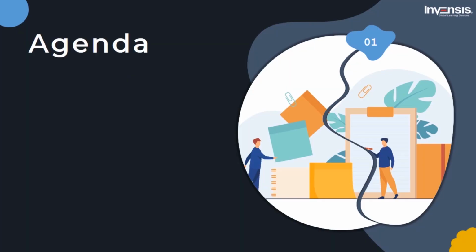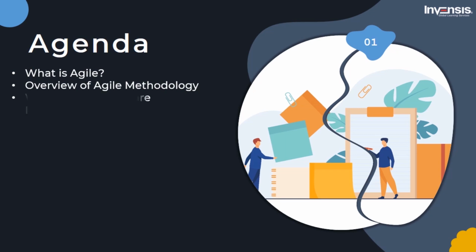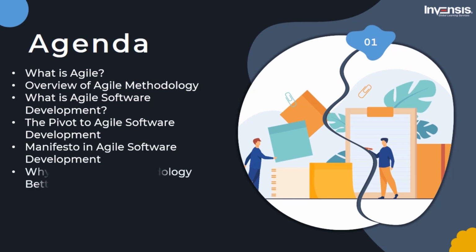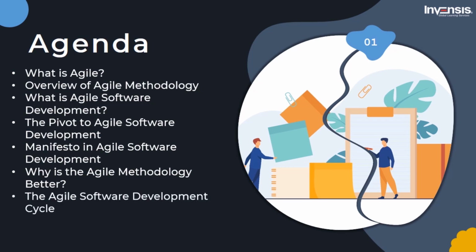Now let us look into the agenda. First, we will understand what is Agile, followed by knowing the overview of Agile methodology. Then, we shall jump into our main topic, that is, what is Agile Software Development? Next, we shall see the pivot to Agile Software Development. Post that, we shall look into the Manifesto in Agile Software Development. After that, we shall discuss why is the Agile methodology better? And continue to learn the Agile Software Development Cycle. And end the session by discussing Agile development models.